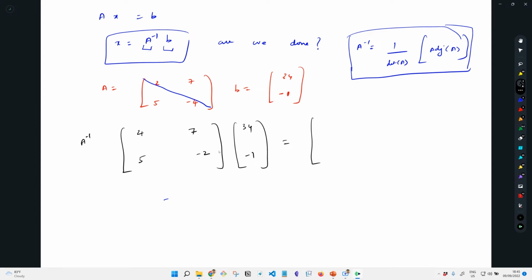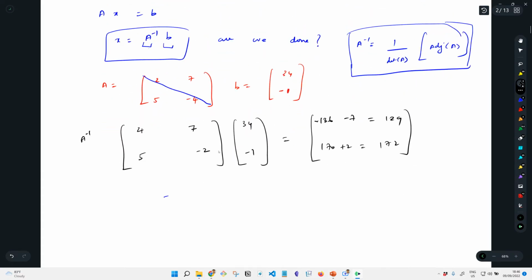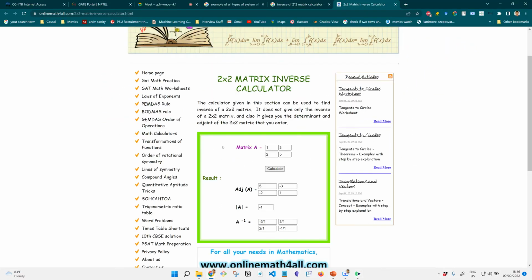Now A inverse, if you multiply 34 and minus 1, what will you get? 34 into 4 is 136. 136 minus 7, so this will be equal to 129, and 34 into 5 is 170. 170 plus 2, this will be equal to 172. Oh no, there's something wrong again. Sorry, just let me check. So 5 will become minus 1, 3 and 2.